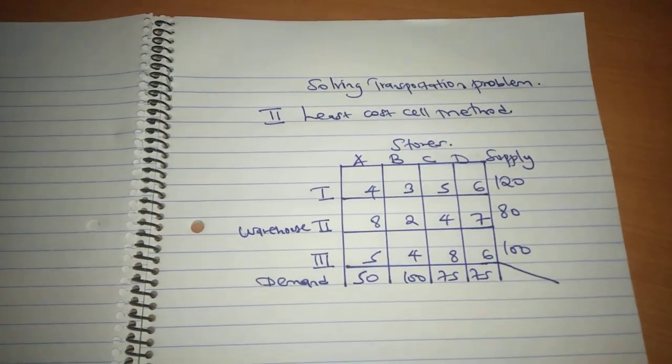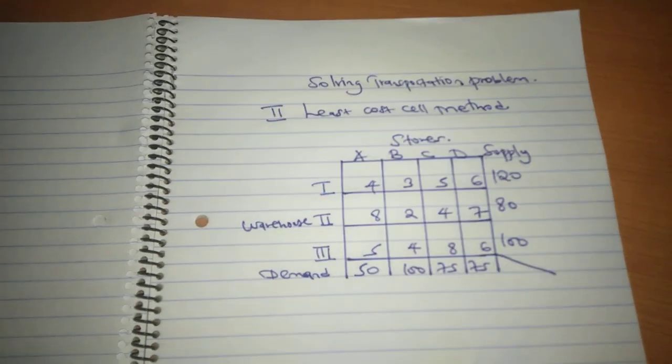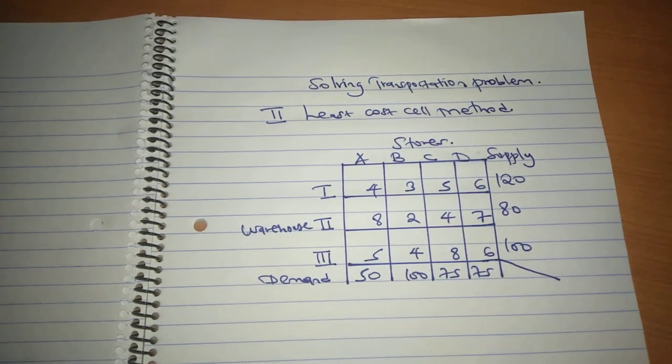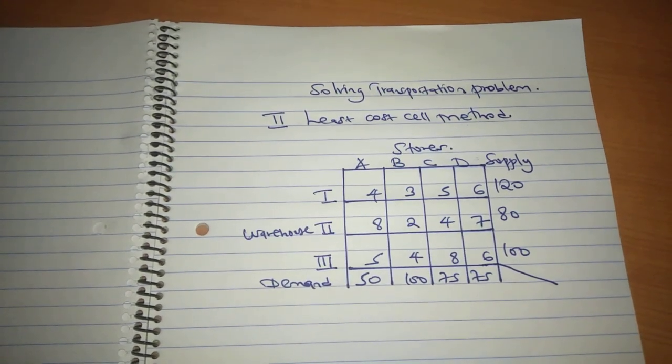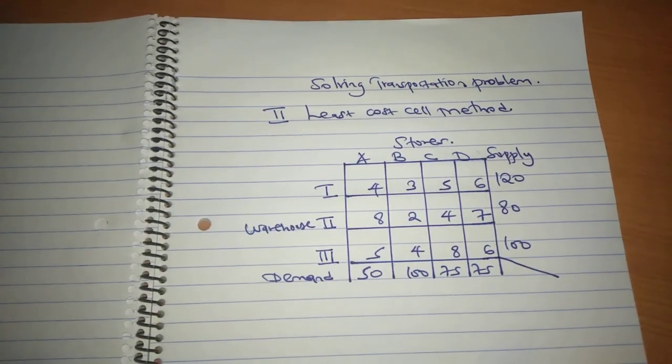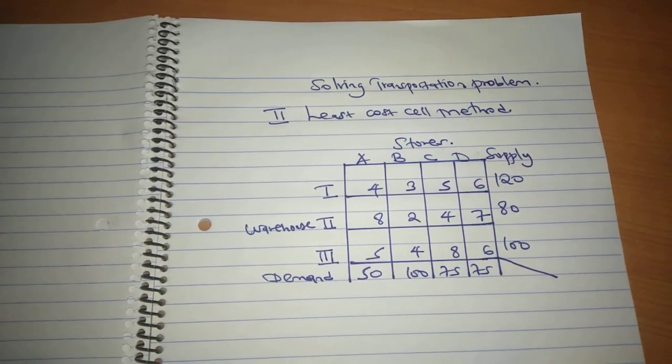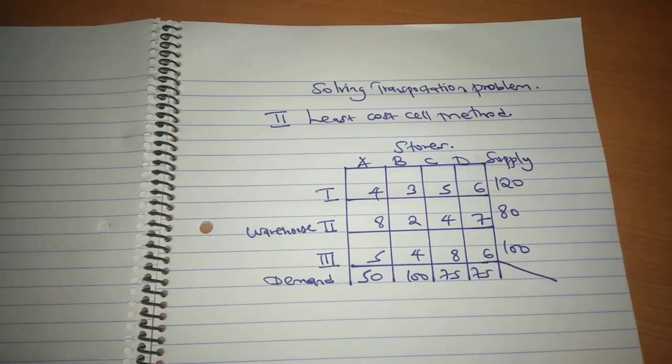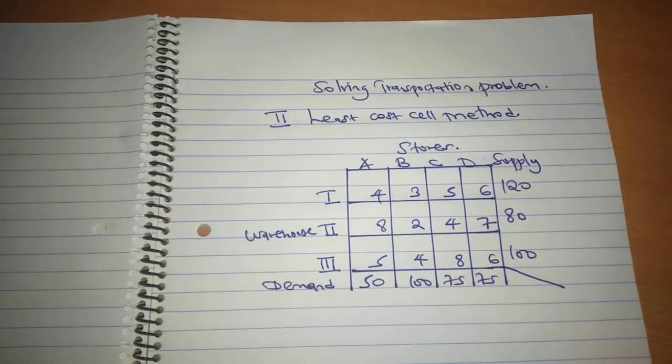Hi, this is the continuation of the previous class. We are looking at solving the transportation problem, and in the previous class we used the northwest corner rule. Now in this class today we're going to be looking at the least cost cell method. How do you solve a transportation problem using that technique?